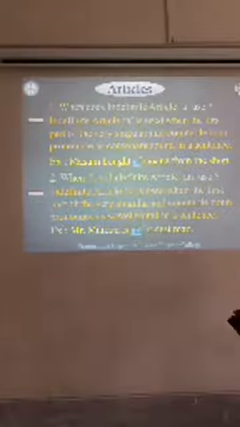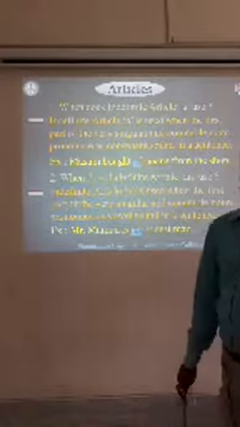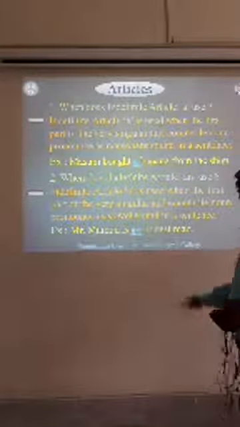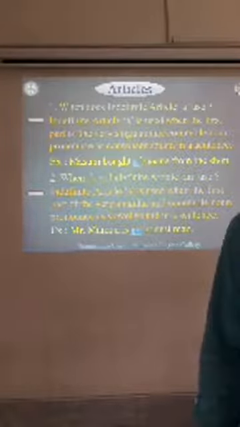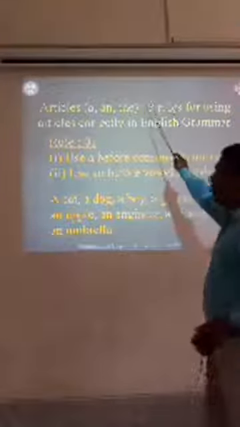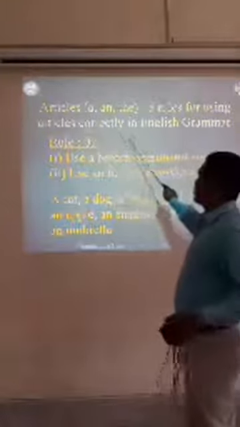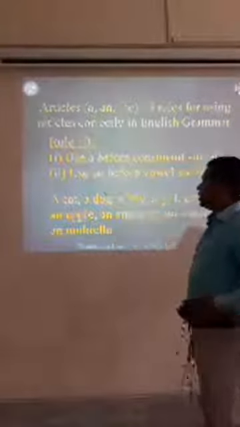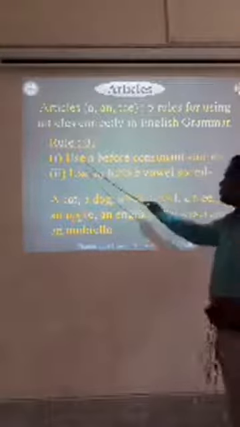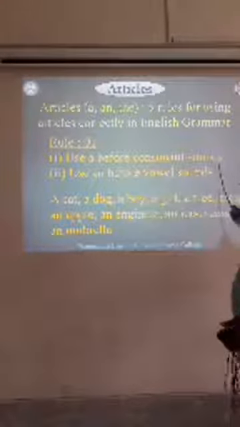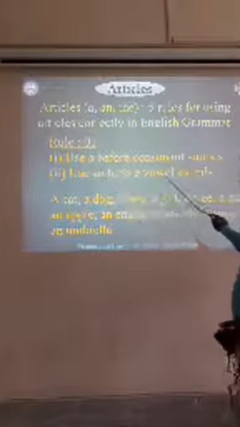If you pronounce honest, the first part of the word is an utter vowel. Then articles A and N, we will discuss 5 rules. I will discuss today 5 rules for using articles correctly in English grammar. That is rule number 1. Use A before consonant sounds. Number 2, use N before vowel sounds.